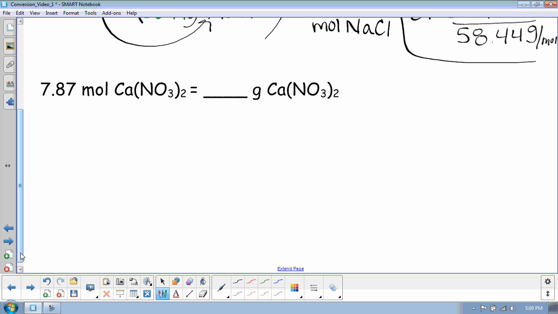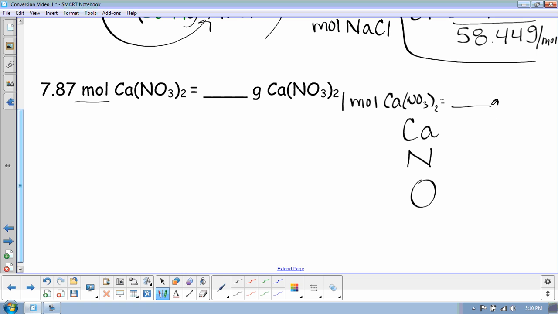So let's look at this for a second. I know that I have calcium. I know that I have nitrogen. And I know that I have oxygen in this compound. I know that I'm starting with moles and I'm going to grams. So I'm going to need to fill in these conversion statements that we keep talking about. I'm going to need to figure out how many grams are in this. And we're going to work our way through it.